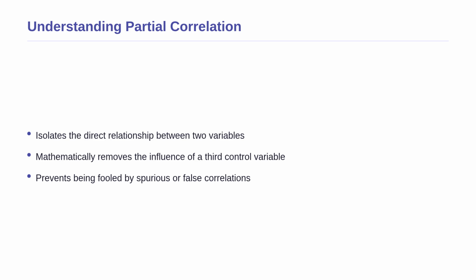Now that we understand multiple correlation, let us look at a different scenario. Imagine ice cream sales and shark attacks. They are strongly correlated. But does ice cream attract sharks? No. Both are driven by summer heat. To find the true relationship between ice cream and sharks, we must mathematically freeze the temperature, so it cannot affect our data. This process is called partial correlation. It lets us see the pure connection between two things by stripping away the distracting noise of a third variable, preventing us from being fooled by spurious or false correlations.